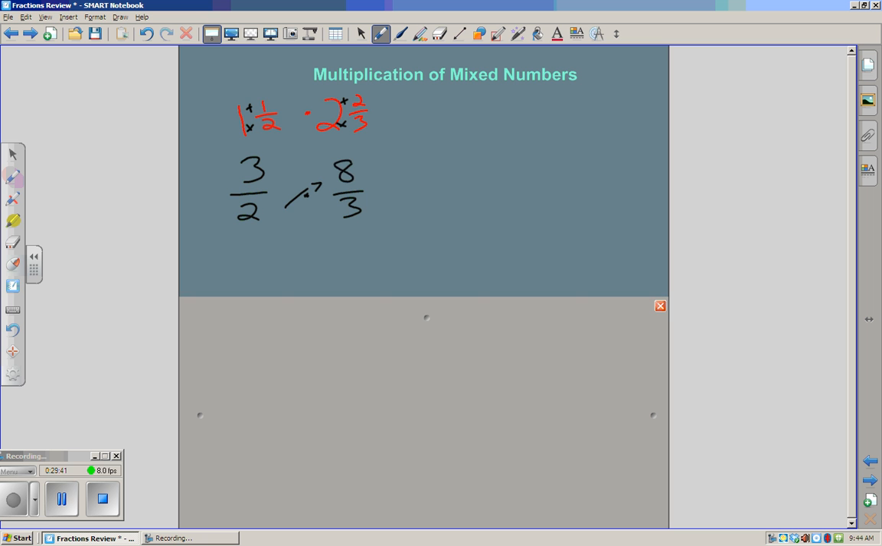Now I look across to see if I can reduce anything before I multiply. 8 and 2 can both be divided by 2, which gives me 1, which gives me 4. 3 and 3 can both be divided by 3, which gives me 1 and 1. Now I can multiply. 1 times 4 is 4. 1 times 1 is 1. And when I reduce this, 1 goes into 4 times. Or if you ever have a number over 1, that is your answer. And 4 is my answer.